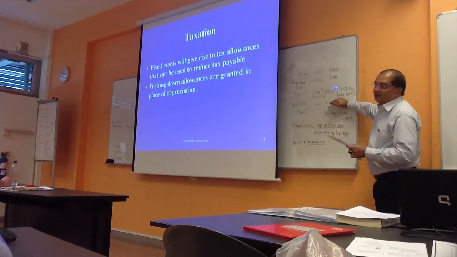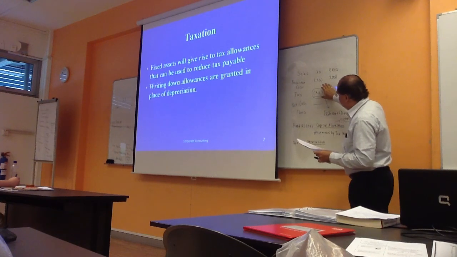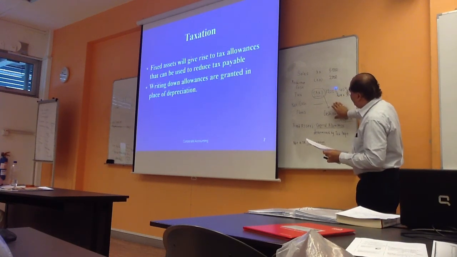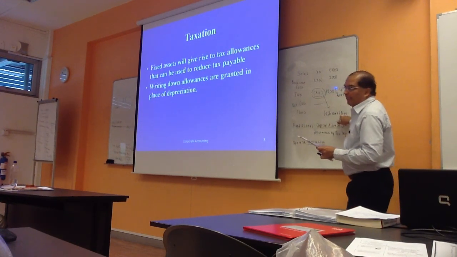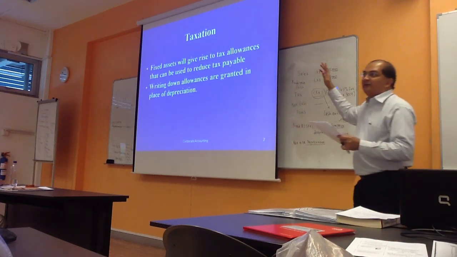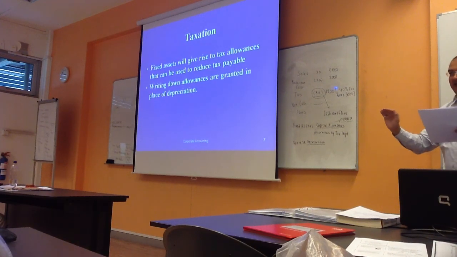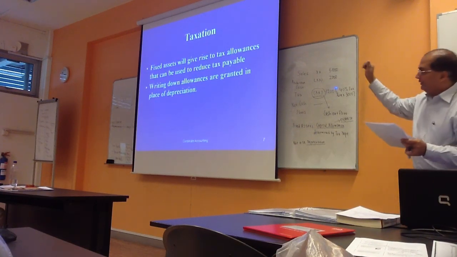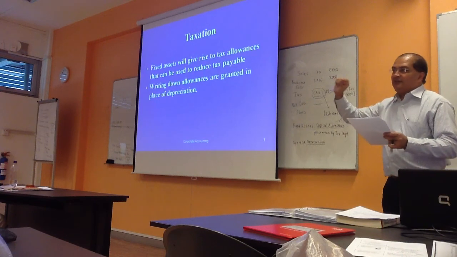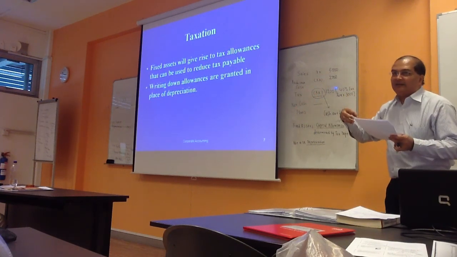Up to this part is quite okay. You can actually see this number will come in here as a cash outflow. But if you go to that number, the calculations are going to be very good. So just try to understand that. From the tax point of view, depreciation is not allowed. They will give us their own capital allowances.